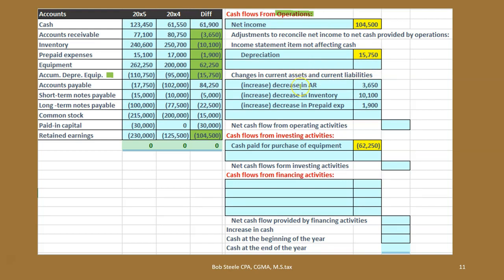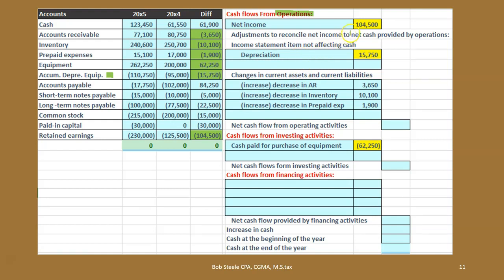So rather than calling it the change in accumulated depreciation, we're going to recognize what the income side of that change is in this case, which is just depreciation. And we're going to put it up here in this subsection, which says income statement item not affecting cash. What does that mean?